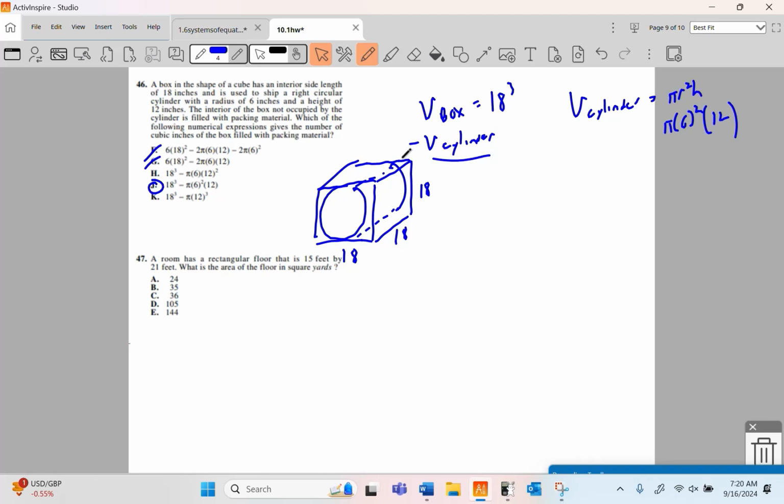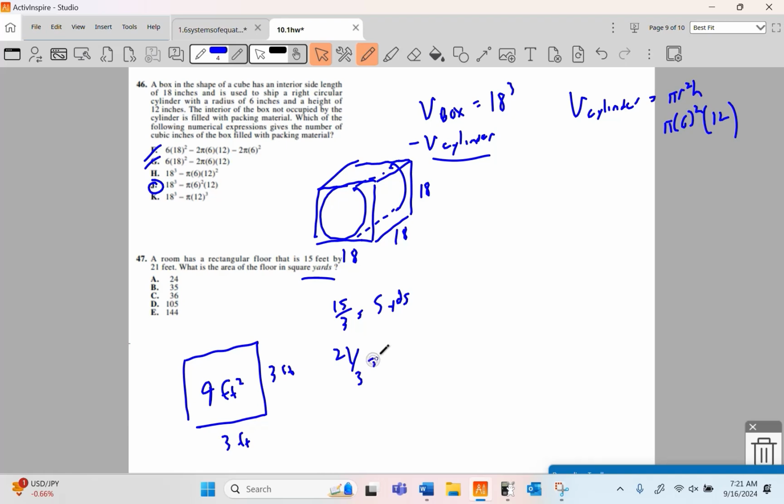All right, 47. A room has a rectangular floor that is 15 feet by 21 feet. What is the area of the floor in square yards? Oh my, oh, well, there's the trick. They want square yards. That'll get a lot of people. A yard is 3 foot by 3 foot. You don't just divide your answer by 3, it's 9 square feet. So that's how they try to trick you up. So let's just take these feet and make them yards. 15 feet, divide it by 3, you get 5 yards. 21, you divide it by 3, you get 7 yards. And 5 times 7 is 35, and this will be square yards, choice B.